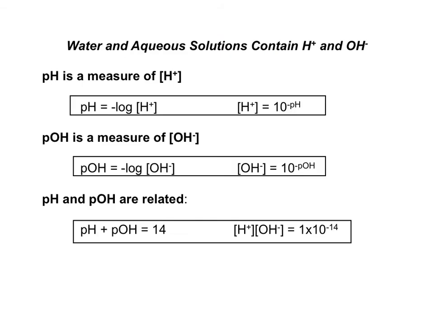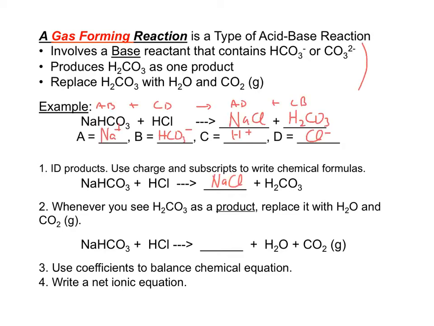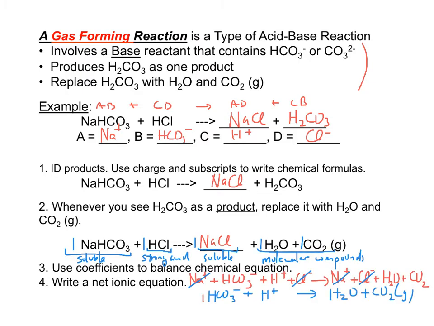These equations describe pH, pOH, and how those two quantities are related. A gas-forming reaction is a type of acid-base reaction, so stop the video, read these three statements here, then fill in the blanks. And the answers are... and for the net ionic equation, the bicarbonate base reacts with H+ acid to produce water and CO2 gas.